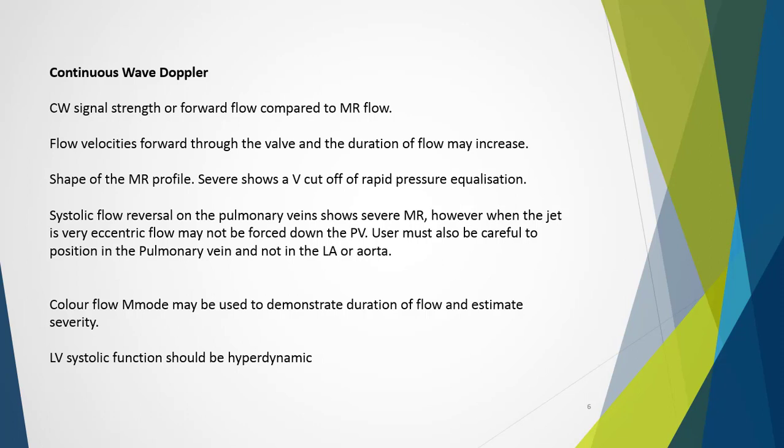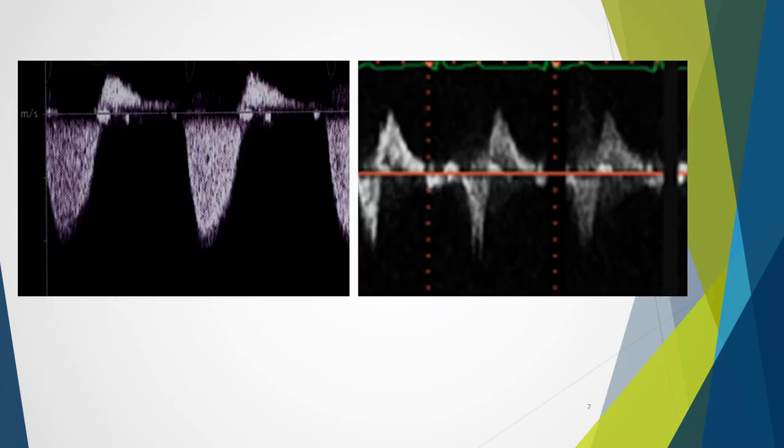Left ventricular systolic function should be hyperdynamic with severe mitral regurgitation for the proper forward flow to occur. If the ejection fraction is below 65%, we actually suggest there is significant LV dysfunction. And in our diagrams here, we have the typical V cutoff type pattern.